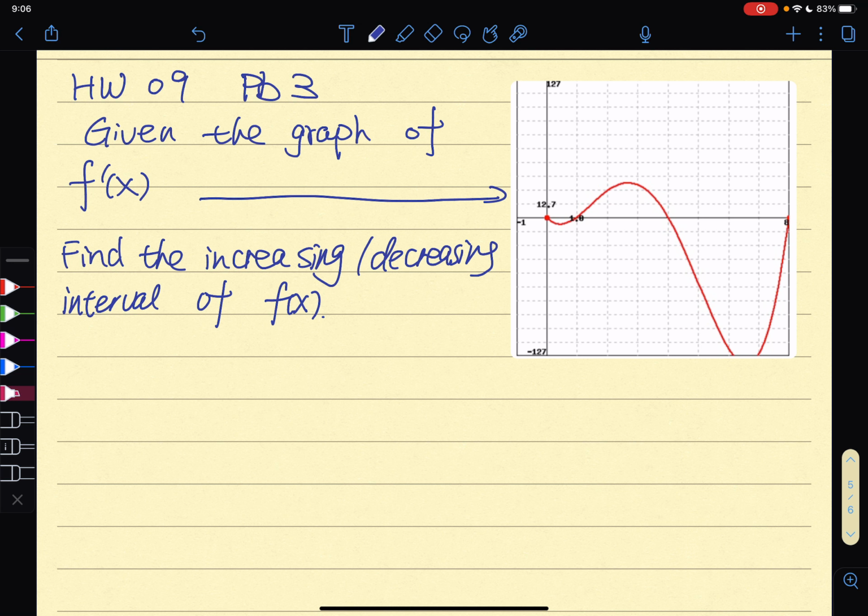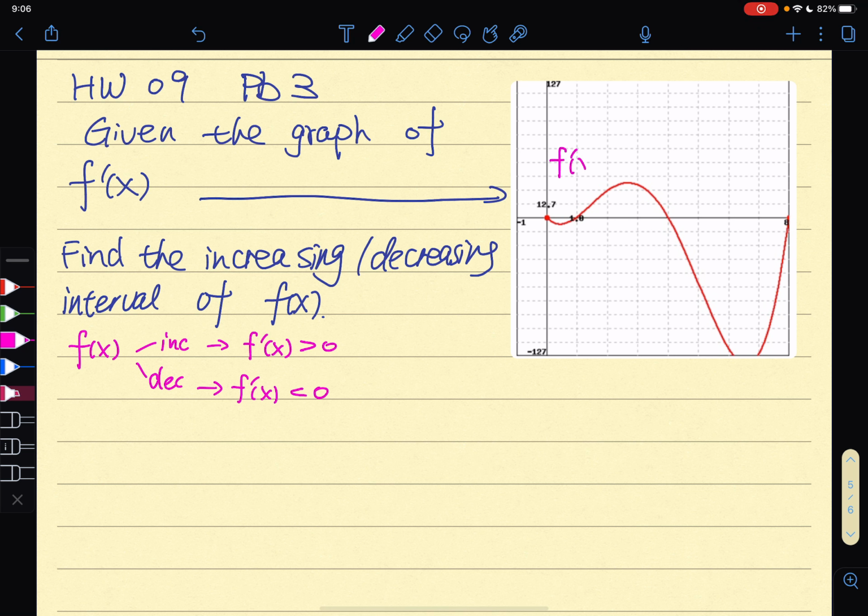Here we want to discuss what is the increasing or decreasing interval of the function f of x, but f of x is not given to us, not even the graph. What was given to us here in the graph is the derivative of the function we want to talk about. So given f of x, if we want to know where it's increasing, where it's decreasing, essentially I'm looking for where the derivative is greater than 0 or the derivative is less than 0.